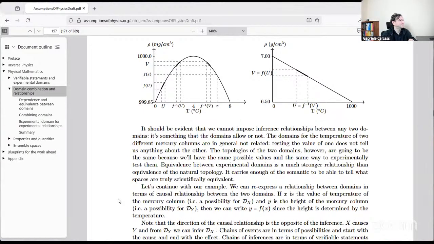It should be evident that we cannot impose inference relationships between any two domains. It's something that the domains allow or not. The domains for the temperature of two different mercury columns are in general not related. Testing the value of one does not tell us anything about the other. Topologies of the two domains, however, are going to be the same because we'll have the same possible values and the same way to experimentally test them. Equivalence between experimental domains is a much stronger relationship than equivalence of the natural topology. It carries enough of the semantics to be able to tell what spaces are truly significantly equivalent.